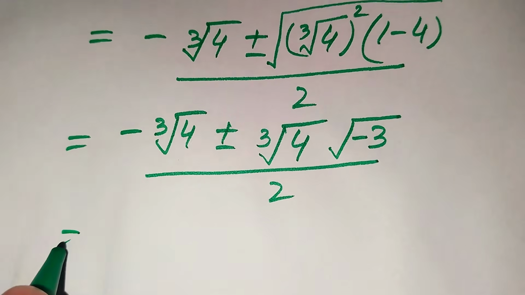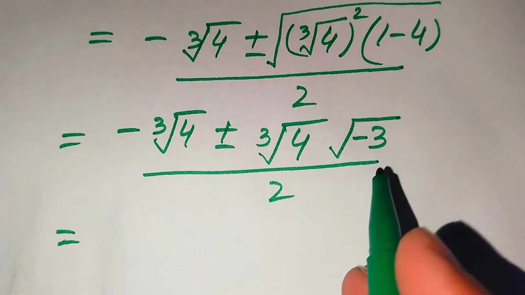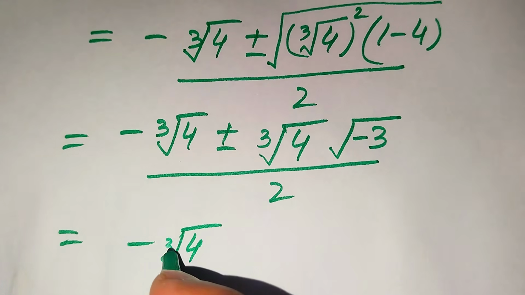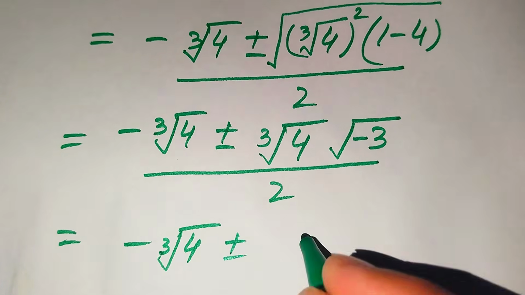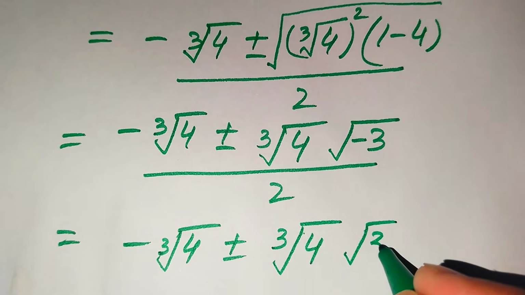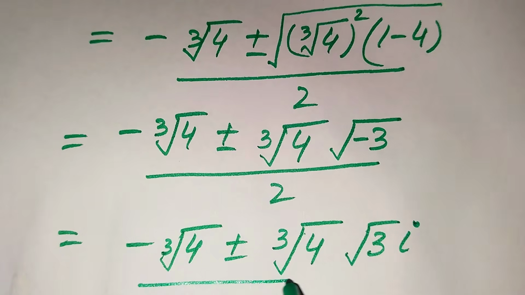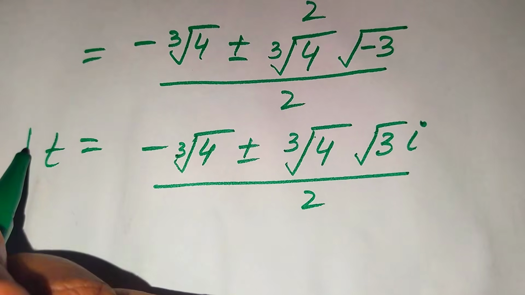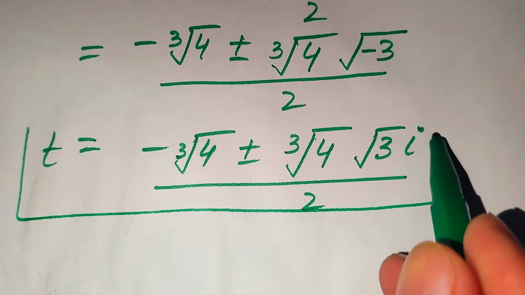And now finally you see that when a negative sign appears inside the square root, it becomes iota, and we get here cube root of 4 plus minus cube root of 4 into square root of 3 into iota, and it is divided by 2. So these are the other two complex roots of the given equation.